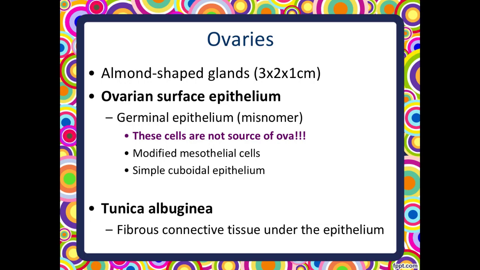So the surface is covered by this epithelium, which is a single layer of cuboidal, in some parts almost squamous cells, which are modified mesothelial cells. And under this epithelium, there is a dense connective tissue layer called the tunica albuginea. Tunica albuginea is fibrous, dense connective tissue, which is the source of the whitish color of the ovary.